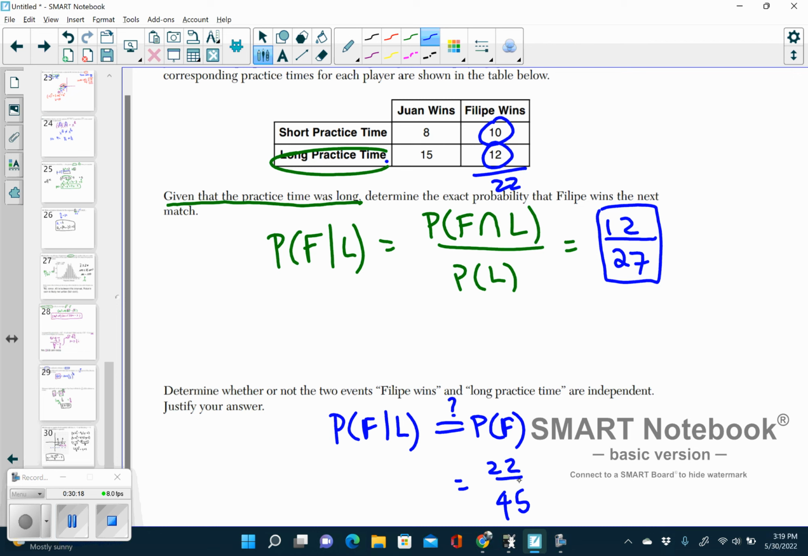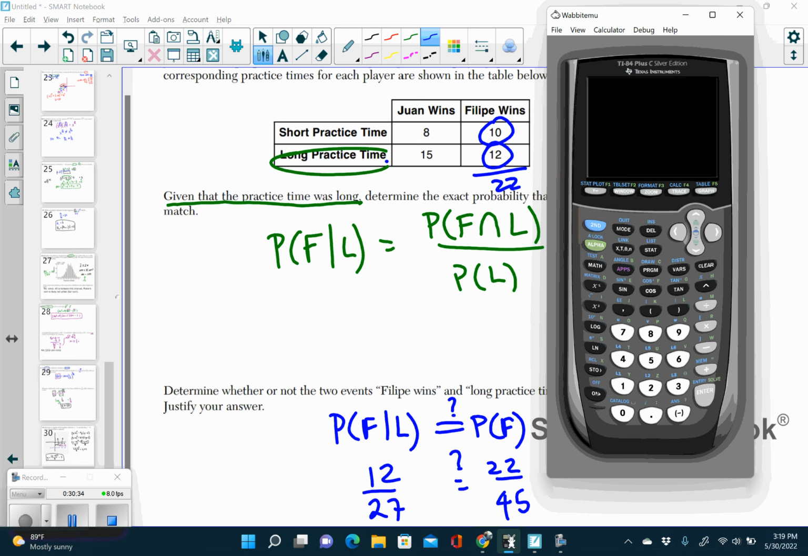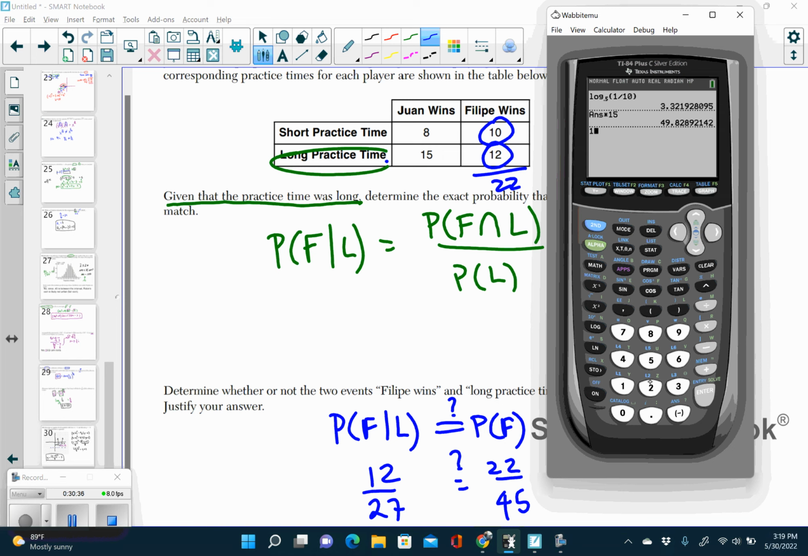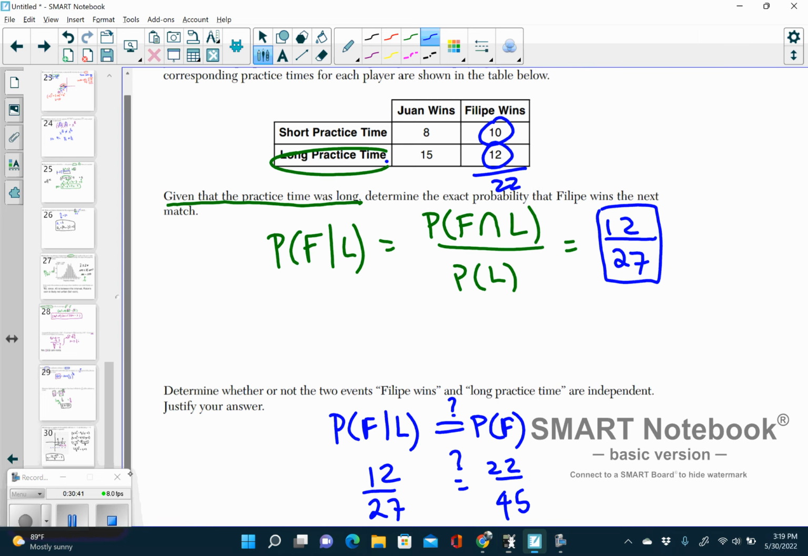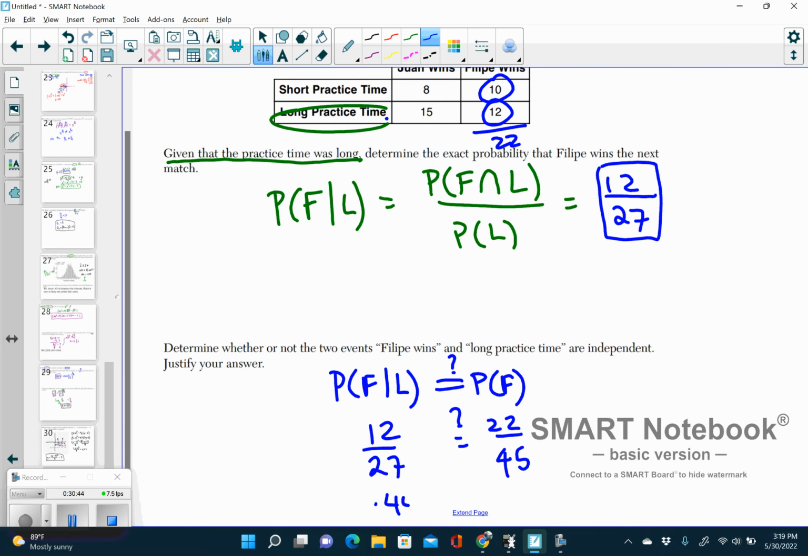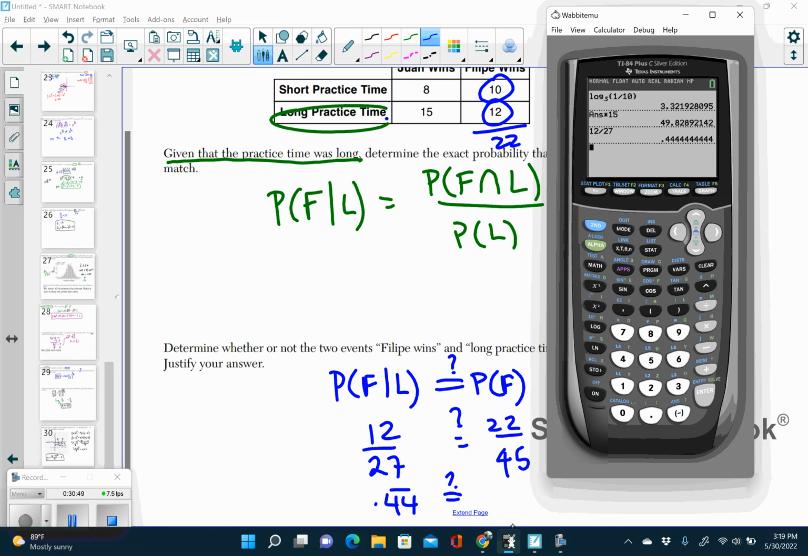So we have the probability of F given L already, 12 over 27, and you have to see, are these two the same? Are they equivalent? So 12 over 27, we have to see if that's equal. This is a straight calculator question, so turn this calculator on. 12 divided by 27, hit enter. We get 0.44444. So we have to see, is 0.44 equal to 22 over 45. So 22 divided by 45, hit enter, 0.4888.